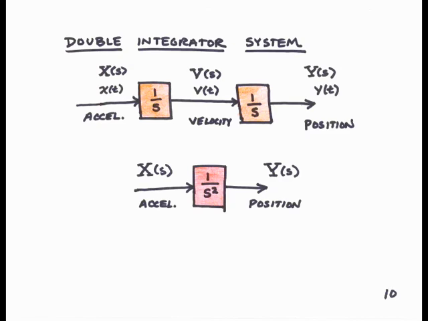Now, if I don't wish to show my velocity signal, I can combine the two 1 over s's and write 1 over s squared. That indicates the relationship between acceleration and position. So I can show acceleration as the input, x of s, and position as the output, y of s, with the system in between, 1 over s squared, indicating a double integral.